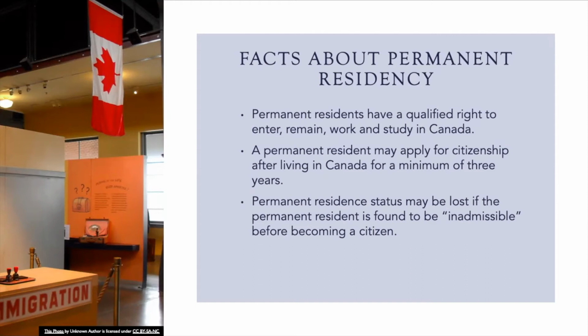A permanent resident can apply for citizenship through what we said is naturalization after being here for a minimum of 3 years. And a permanent resident cannot lose their status unless they've been found to be inadmissible before becoming a citizen. So once again, tune into that second session of this presentation because we're going to talk about admissibility and make sure that we understand exactly what it means when it comes to being a permanent resident.